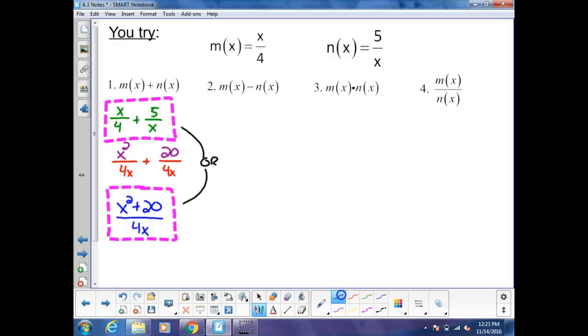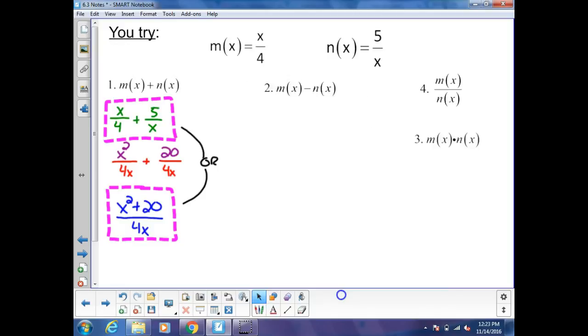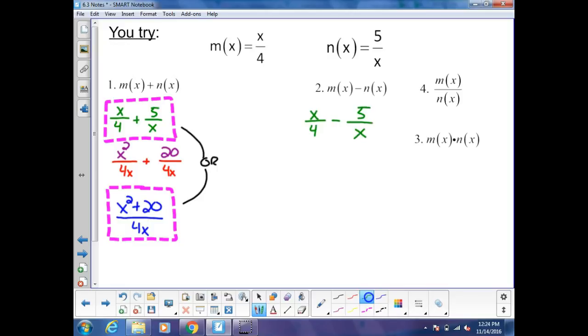I would accept either one there. Here then, this would be x over 4 minus 5 over x, which then the only thing that changes in this whole methodology is the addition sign to a subtraction sign. So then this would be x squared minus 20 over 4x there.